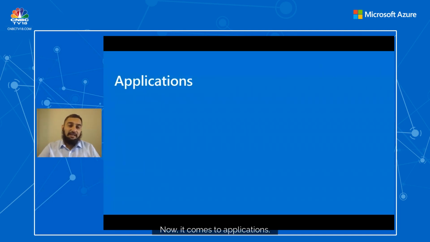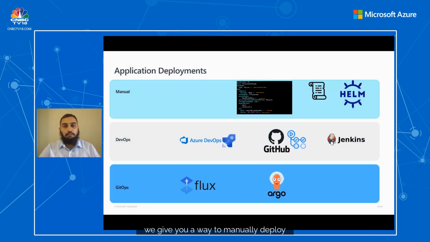Now it comes to applications. And again, we give you a way to manually deploy those application deployment files, the manifest. For example, you can use YAML, you can use JSON, whatever upstream Kubernetes supports, we go ahead and support that. And you just have to connect to your Kubernetes cluster and deploy them. You can also use Helm to do this. And by the way, you also have the Azure portal where you can go ahead and deploy those files manually.